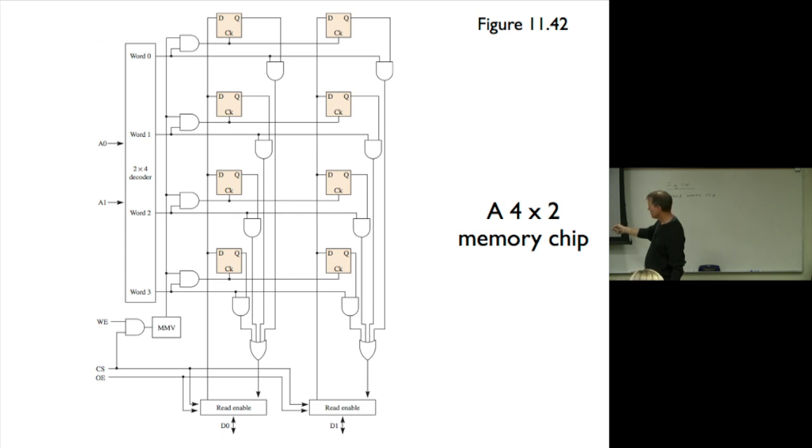Where is that information coming from? Well, we are assuming that output enable is on and the chip select is on. So what happens is these two address lines are going into a decoder, a 2x4 decoder. What's the output of a 2x4 decoder? One of them is 1, the others are 0. So it's an enable. The first one is for word 0, the second one is for word 1, the third one is for word 2, and the fourth one is for word 3.